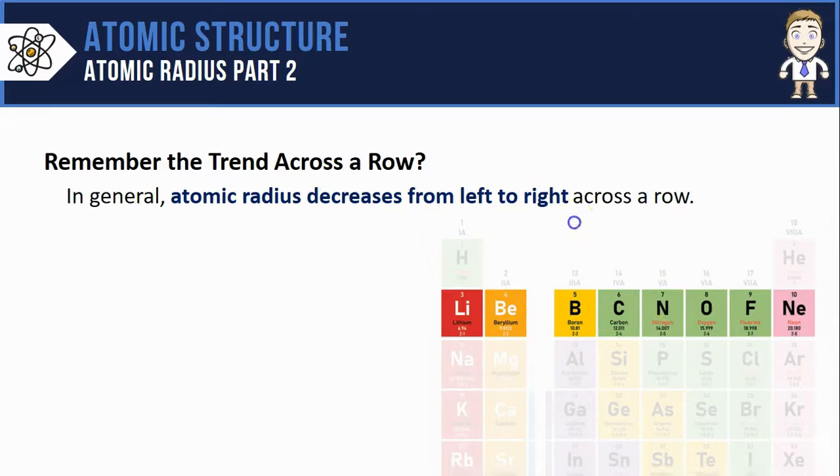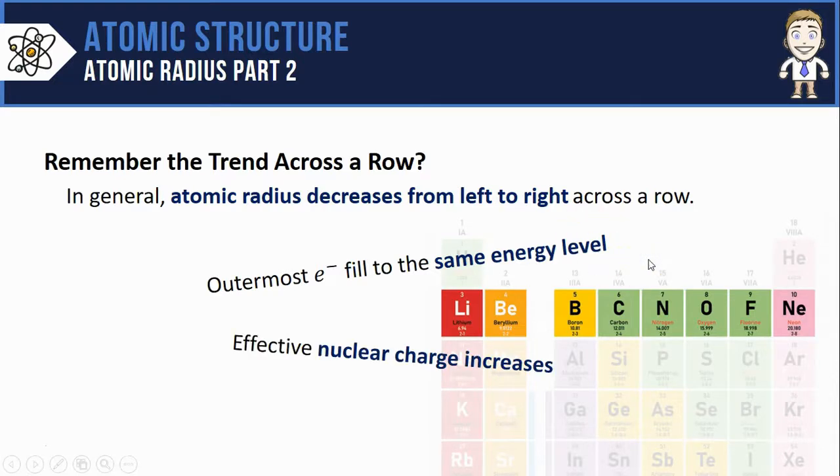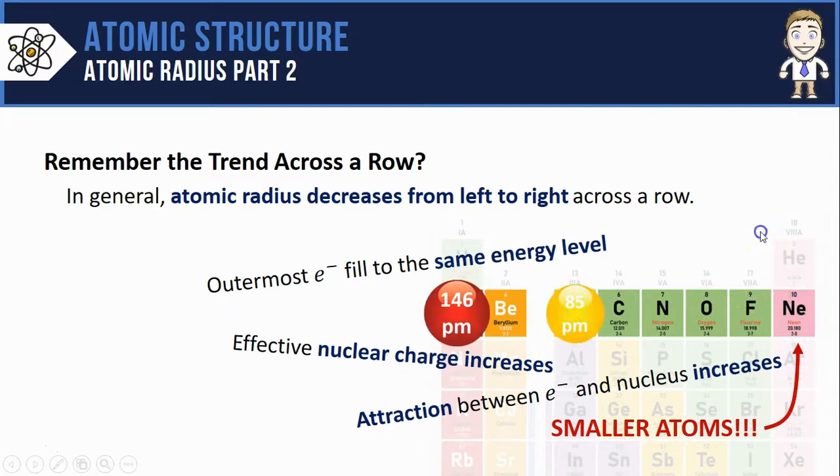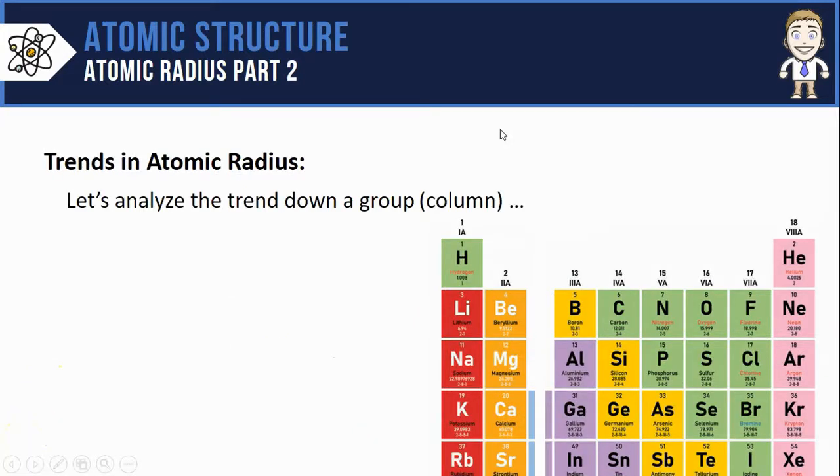This trend exists because within a row, all of the atoms have outermost electrons in the same energy level, but the effective nuclear charge as you moved left to right will increase. This means there's a greater attraction between the outermost electrons and the nucleus that pulls those electrons in closer, causing you to get smaller atoms on the right-hand side. We can see that modeled here with some of these selected atom sizes. In this video, we're going to take a look at how this trend works as you move up and down within a column. So let's get started and analyze this trend down a group.